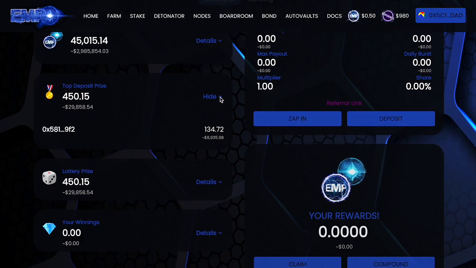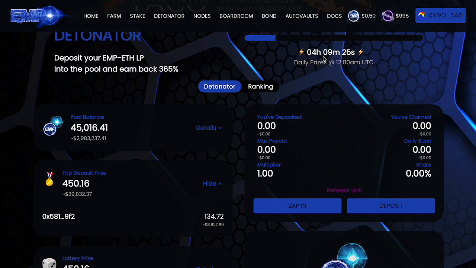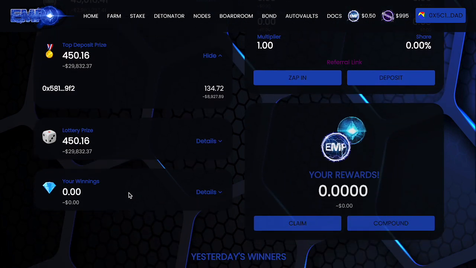So inside of this section, you can open these up, and inside the top prize, it will just show you who the current leader is. So right now, the current leader had put in 134.72 LP, and so again, the award of this happens on this same rollover time. So in 4 hours and 9 minutes, whoever is the largest depositor at that moment will get this prize.